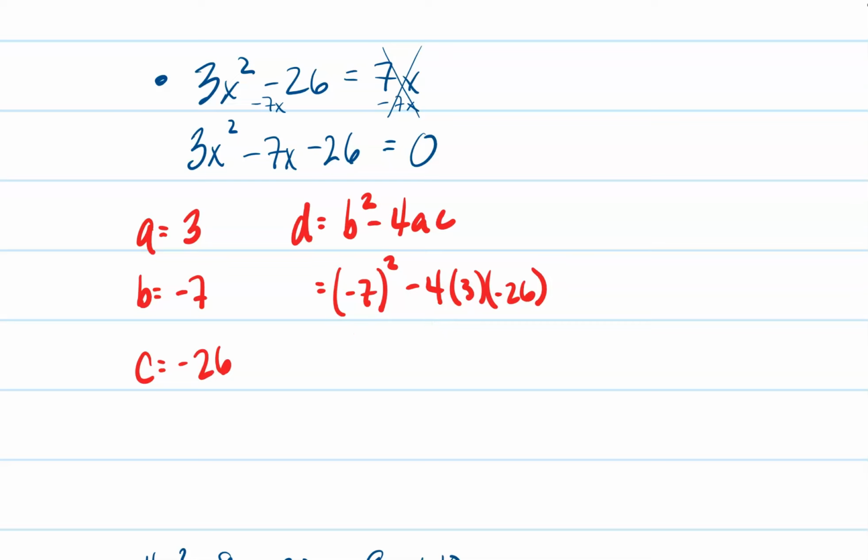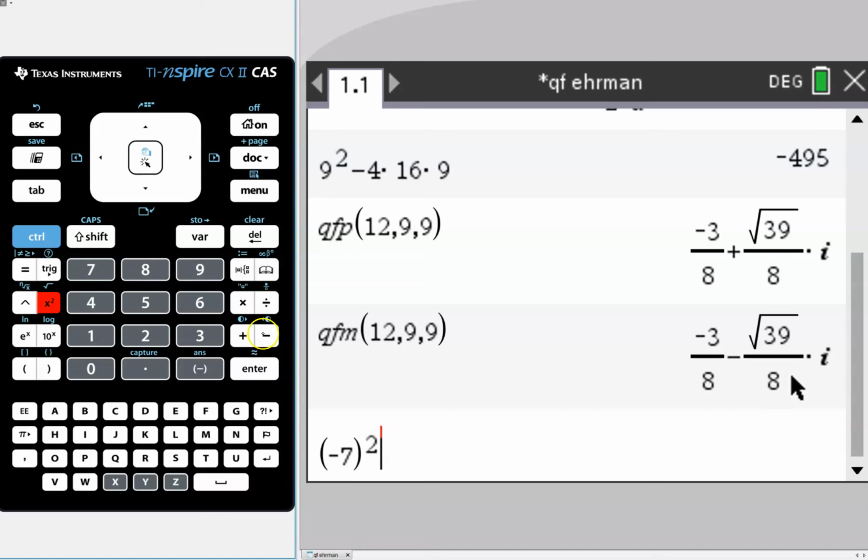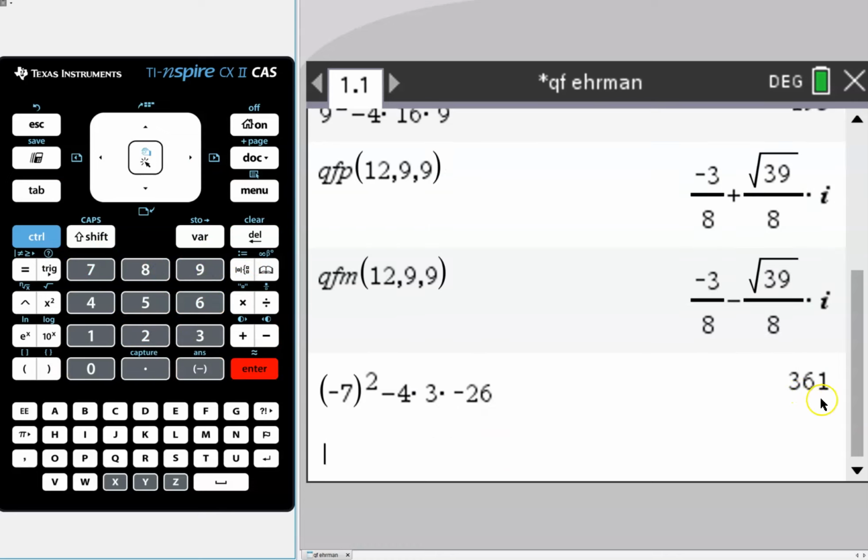So while it looks like this may end up being negative because of the negative signs, in actuality I would expect this result to come out to be positive. So let's take a look. If I use my parentheses with negative 7 and I square that on the outside and subtract 4 times our A value of 3 and our C value of negative 26, and when I press enter here, we can see the discriminant result, which is 361.